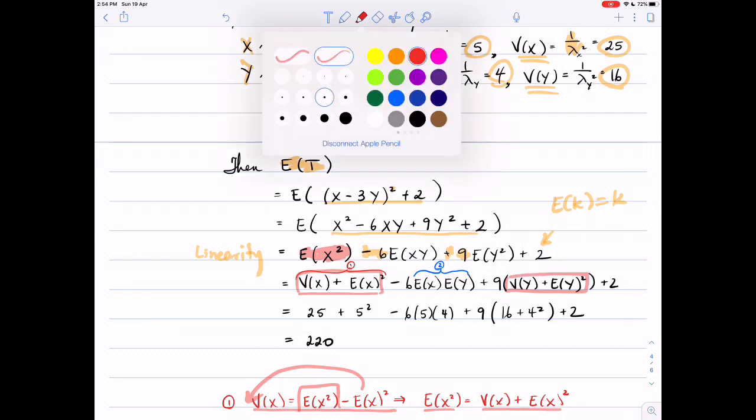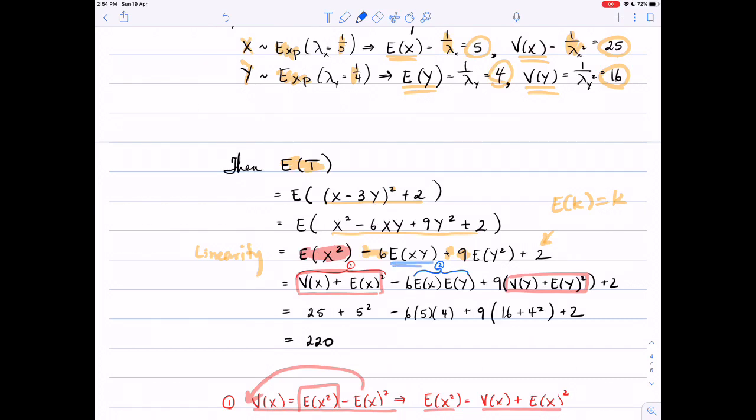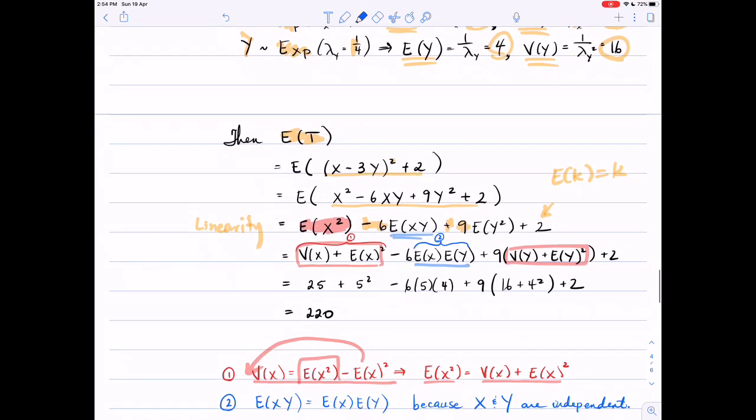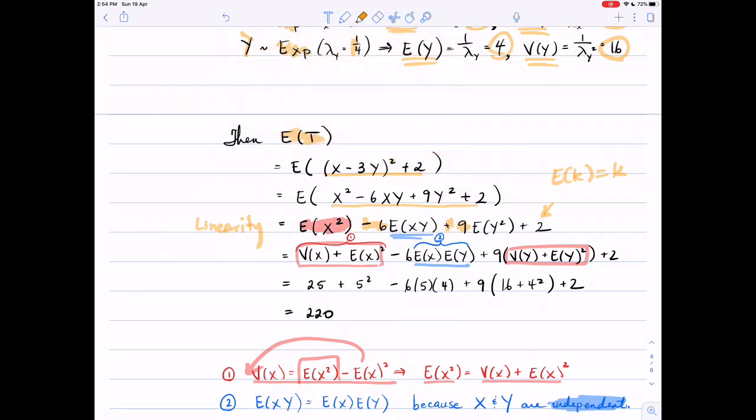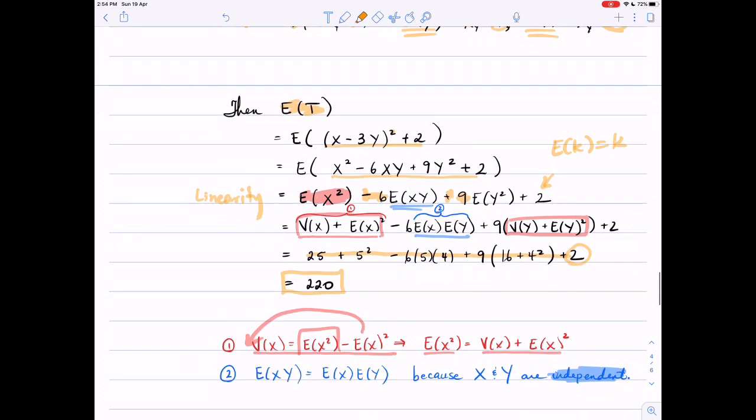I'm using the same property here: e of xy is e of x times e of y. That is not always true. That is only true because we are told that those variables are independent. So the expected value of their product is the product of their expected values. Now that we've used all those properties, we have these values from above, and this value here is already given to us, so we just plug them in and calculate, and the expected value of our random variable t is 220.